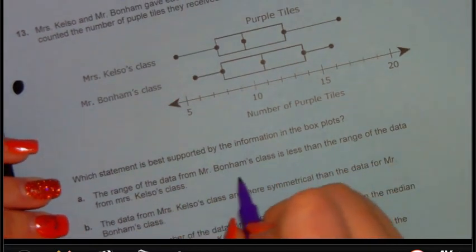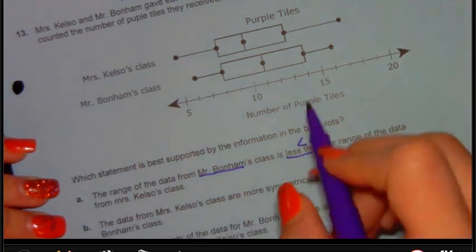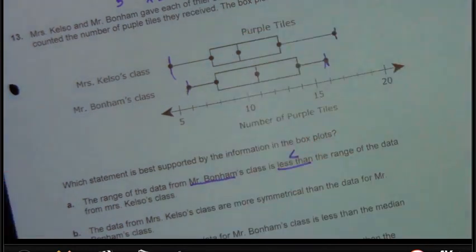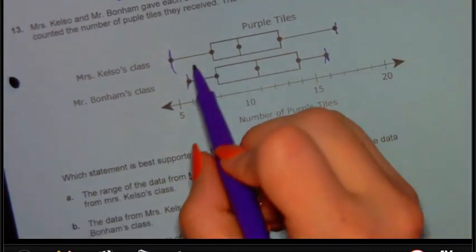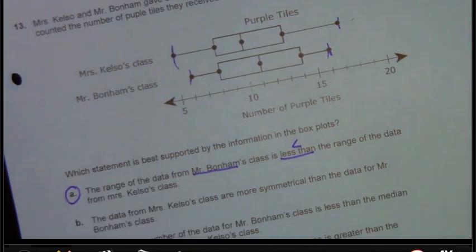The range for Miss Bonham's class is less than the range for Miss Kelso. Remember, range is the highest and the lowest. So let's see, is Miss Bonham's range or spread smaller than Miss Kelso's? I would say that's relatively true.